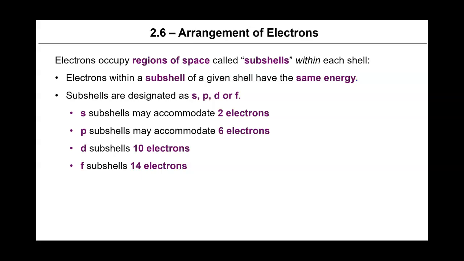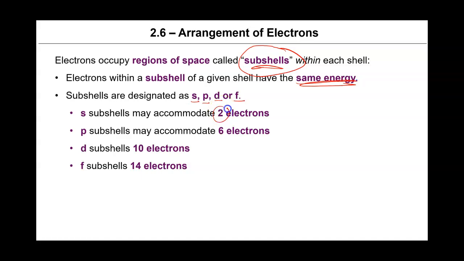Now, within shells, there are regions of space called subshells. So going to the next layer of detail. Electrons within the same subshell have the same energy. There are 4 types of subshells: s, p, d, and f. And that is in order of increasing size.